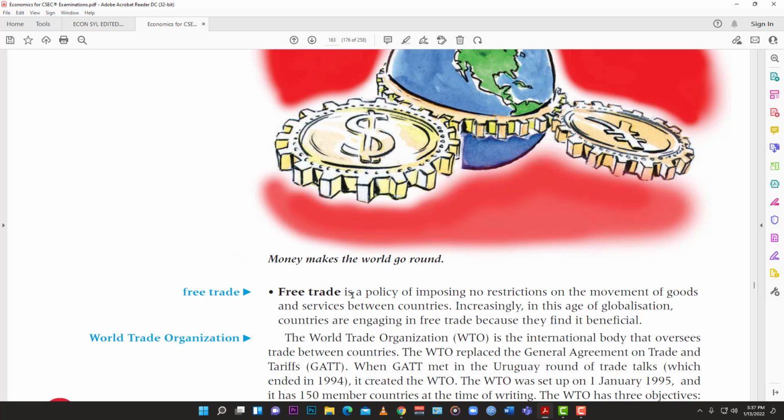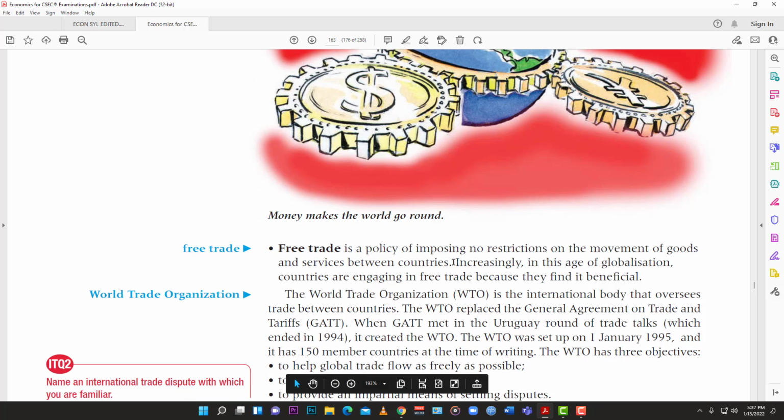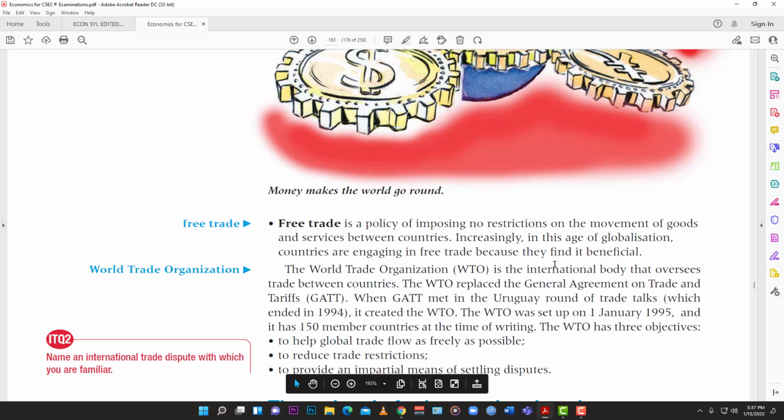But they will happily enter your market, and if they can't enter your market without any form of protectionism being in place, then they will start crying to the WTO. The WTO is the international organization that oversees trade between all the countries, basically all of the sovereign states in the world. Right? You have 150 members. So normally, once you're a member of the UN, you're almost part of the WTO.